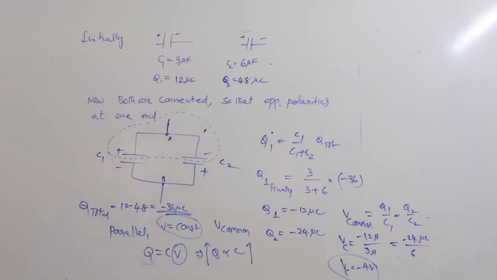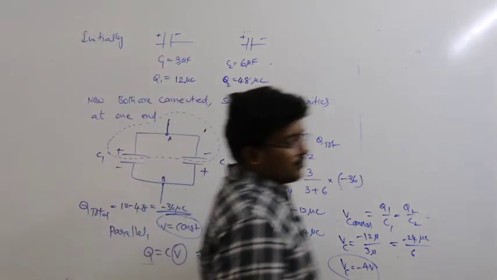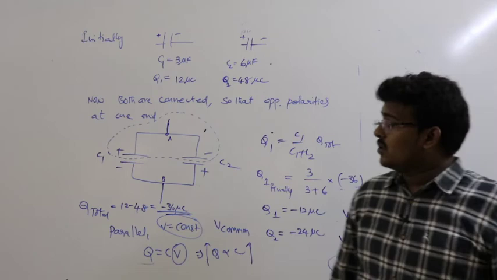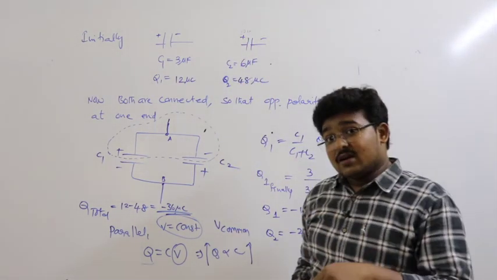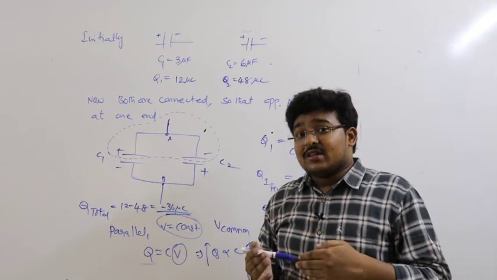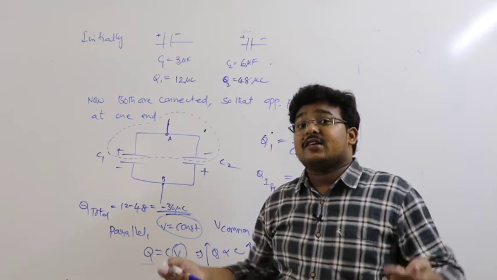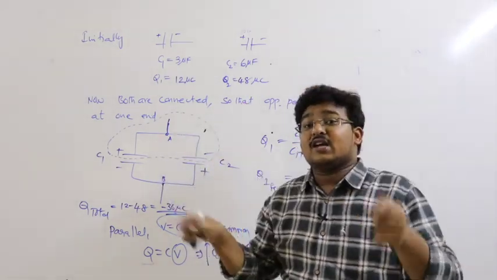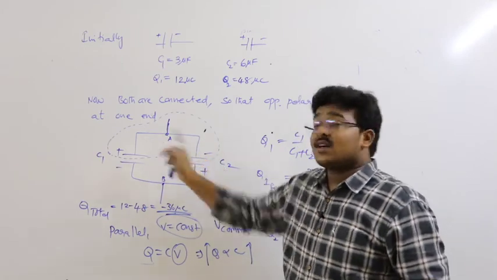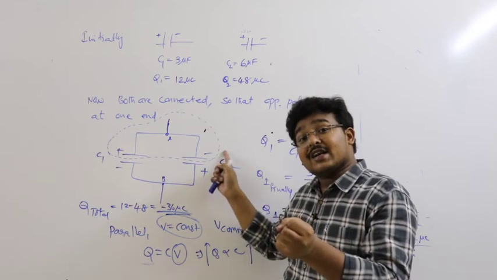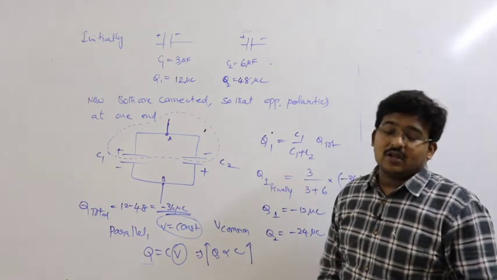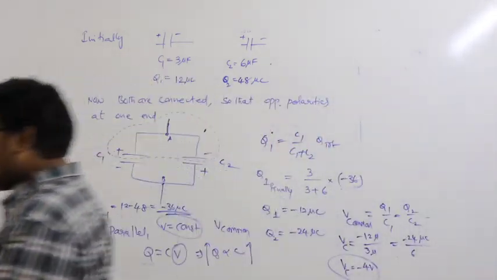So in switching problems, what we need to do? Initially they will give charge values, and then you must check how they are connected, whether positive ends are at the same point or negative ends are the same. If positive ends are the same, charges will be the sum of them. If positive and negative are connected, you need to take the difference. We will see the same thing with the positive ends connected.